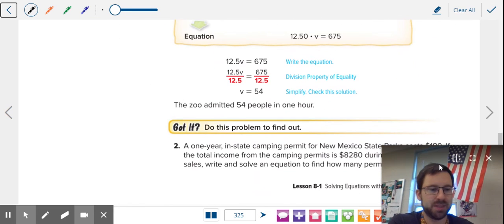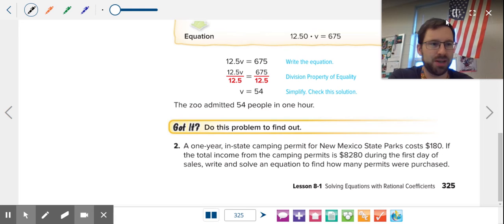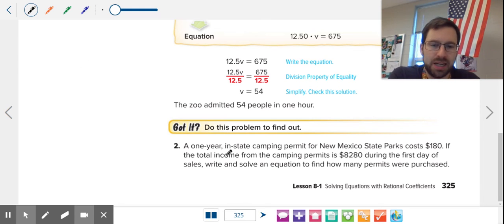Let's look at a word problem. The camera is in the way. Get out of the way, Mr. Flannery. Your face is just all up in the place. I did that to rhyme, in case you're wondering why I said place.